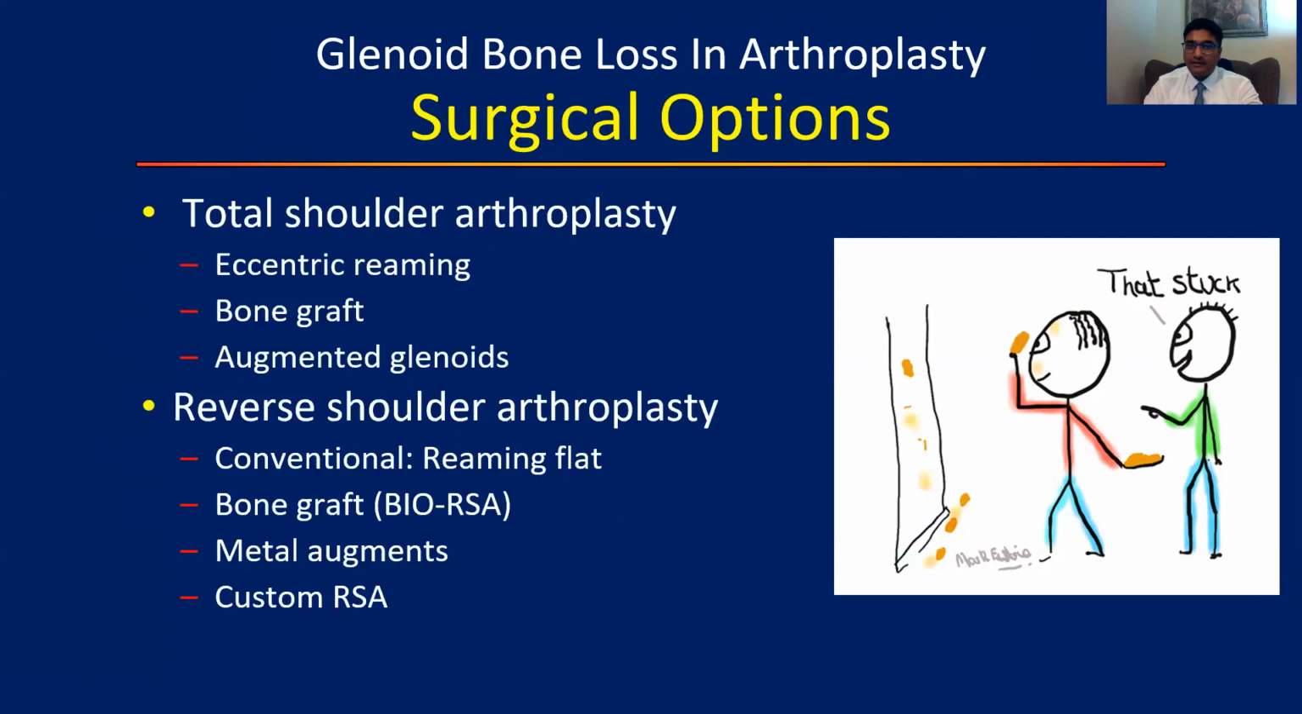With most of the implants, the studies are limited to short-term follow-ups. But in broad category, if you want to talk about it, then the surgical options really are total shoulder arthroplasty or reverse shoulder arthroplasty. So let's look at the various options we have with these two types of prostheses if we want to manage glenoid bone loss.